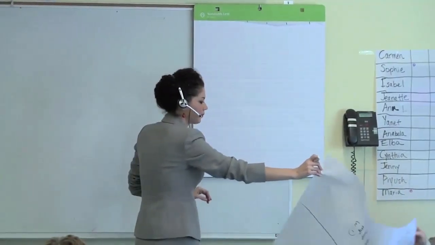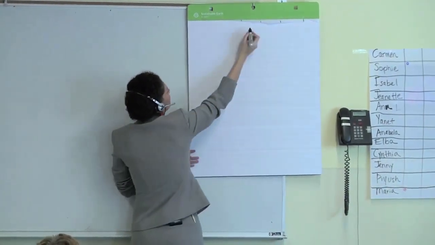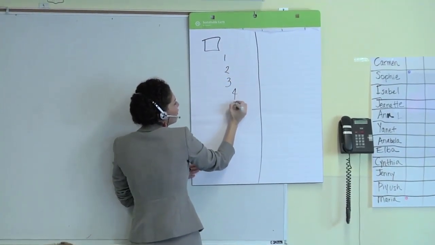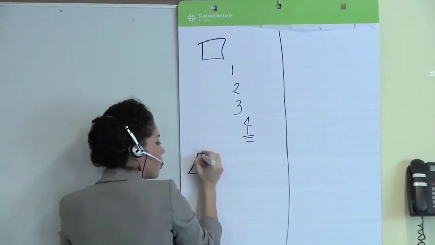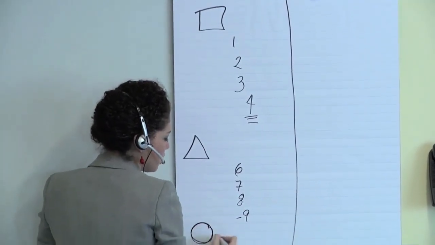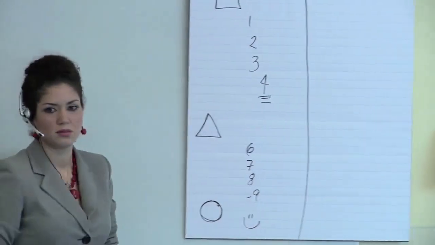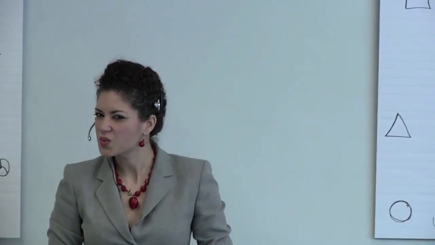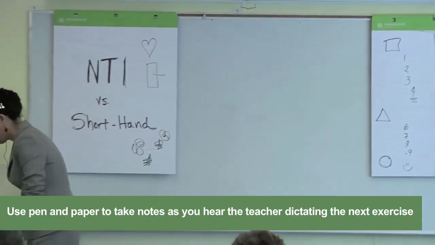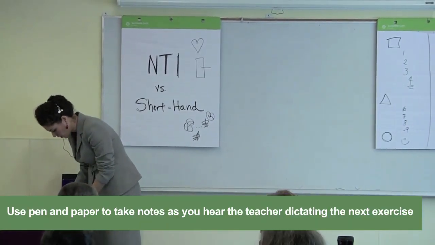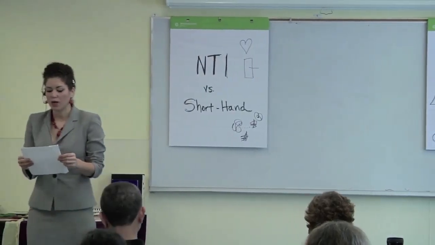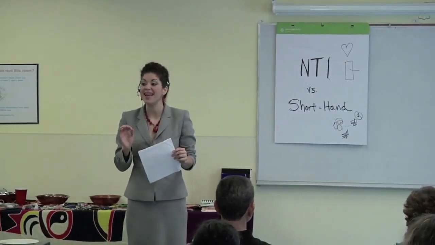For example, it's going to say, squares are 1, 2, 3, 4. Very, very 4. Triangles are 6, 7, 8, a little bit of 9, and circles are beautiful. Okay? We don't want you guys worrying about ideas. We're just going to worry about the shifting now. Okay? Everybody ready? First dictation. We're going to work first with letters of the alphabet and numbers.